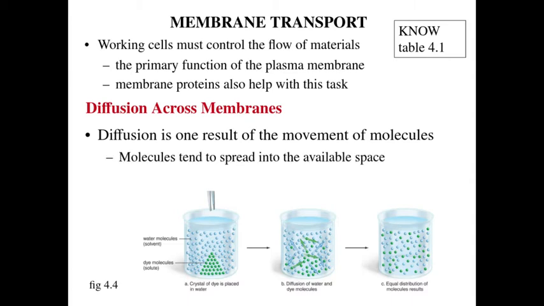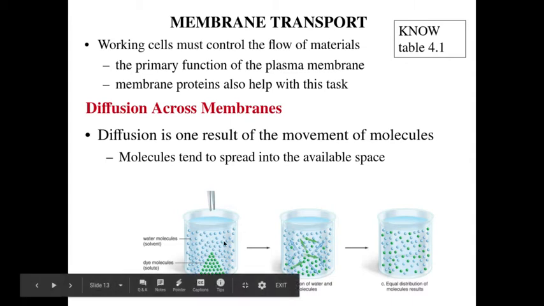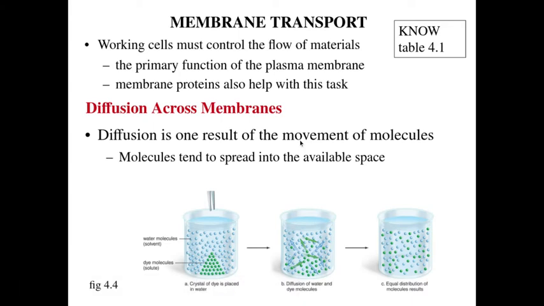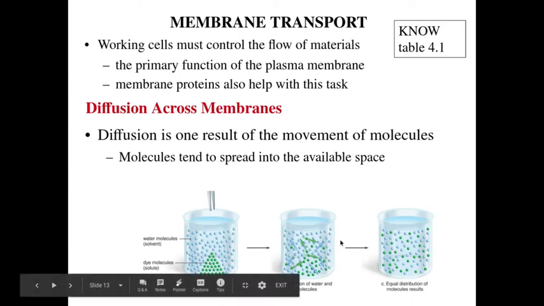And so what happens is molecules tend to spread into the available space. And we can see that here in these pictures. So we have water molecules, which is our solvent, and then we have a dye down here, and that's your solute molecules. And when we first put the dye in, it's extremely concentrated down here. And as time goes on, we start to see the diffusion of water and dye molecules. So they start moving around.